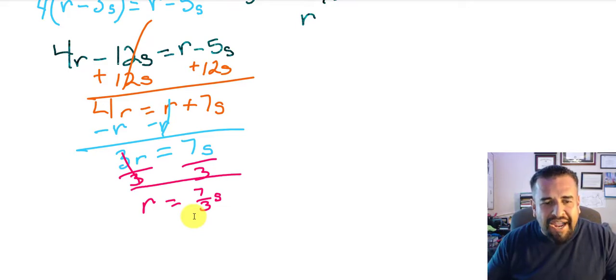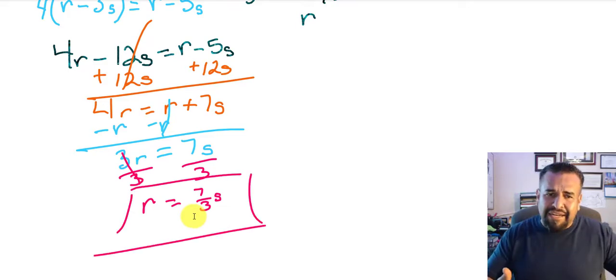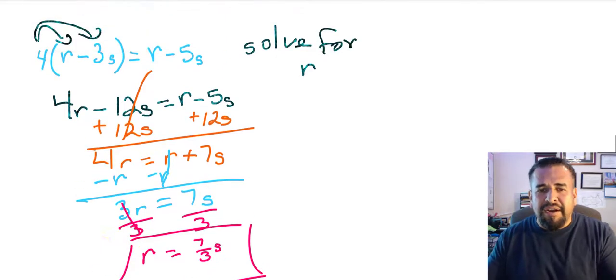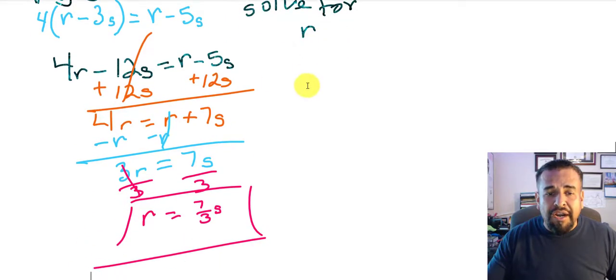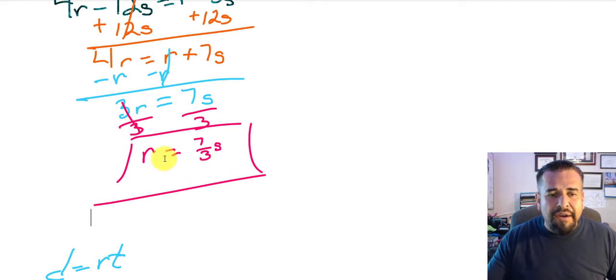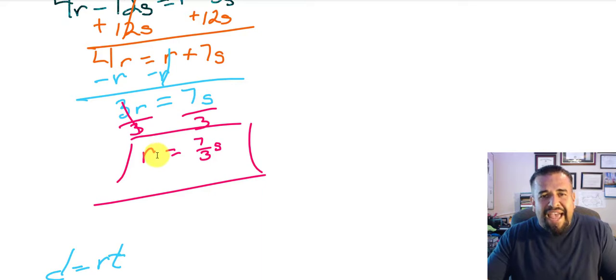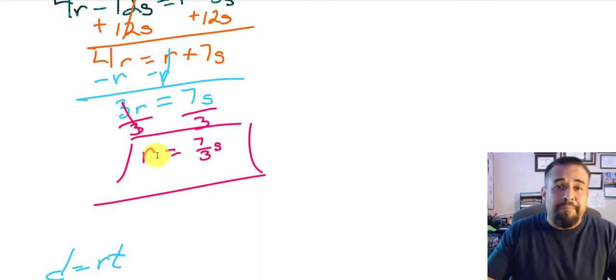So at this point, I am done. How do I know that I'm done? Because they wanted me here in the beginning to solve for R. And notice, I have R by itself. So once I do that, then I've accomplished what they wanted me to do.